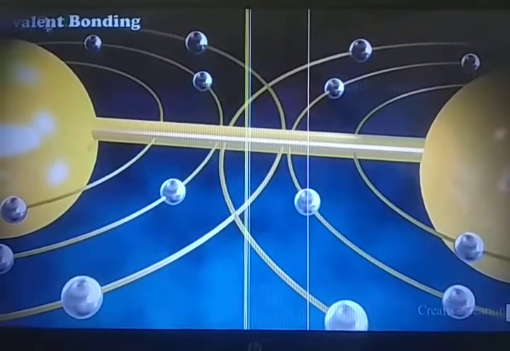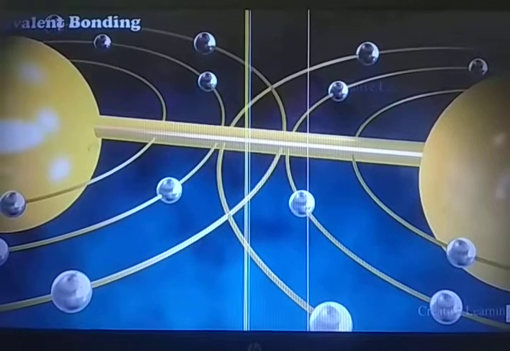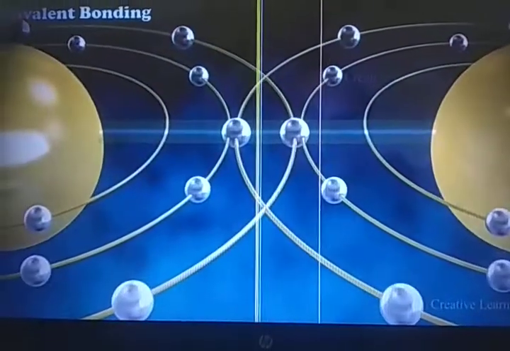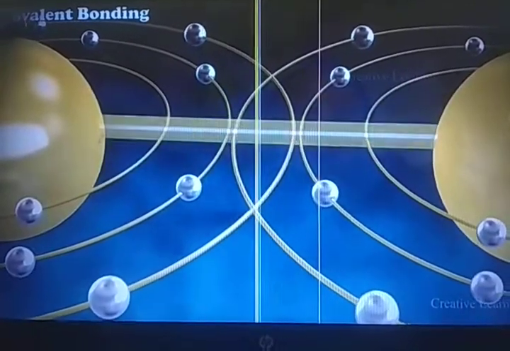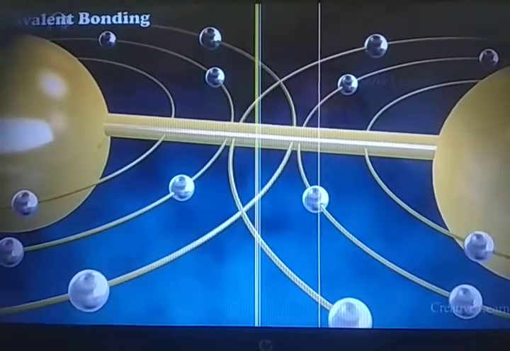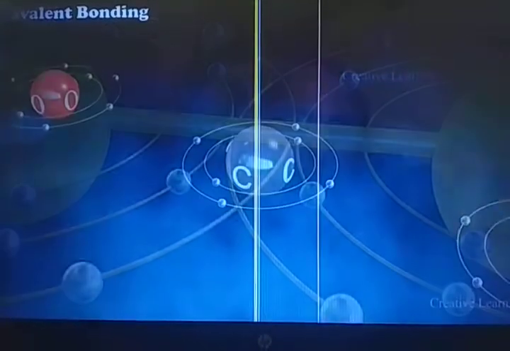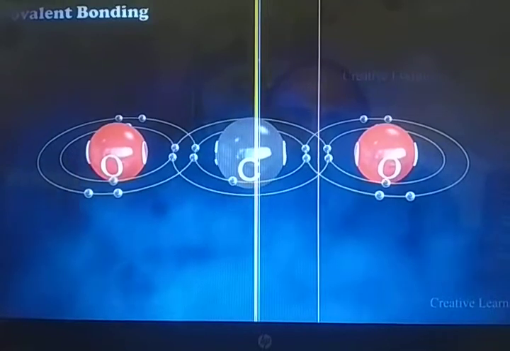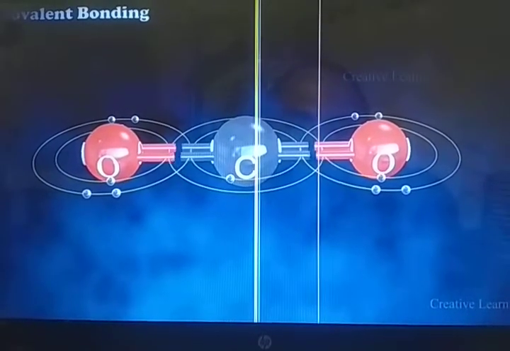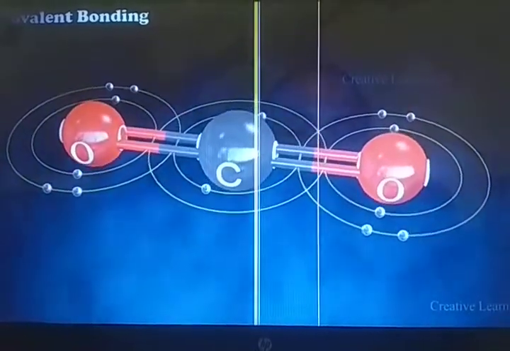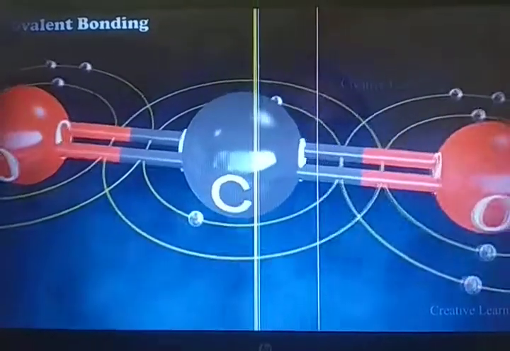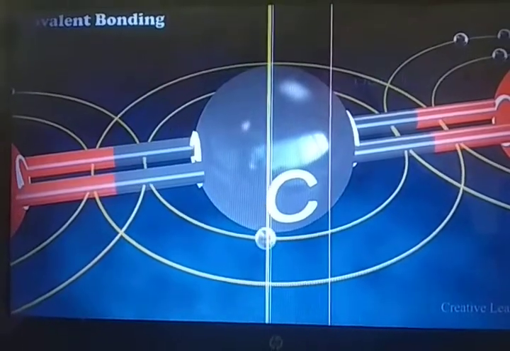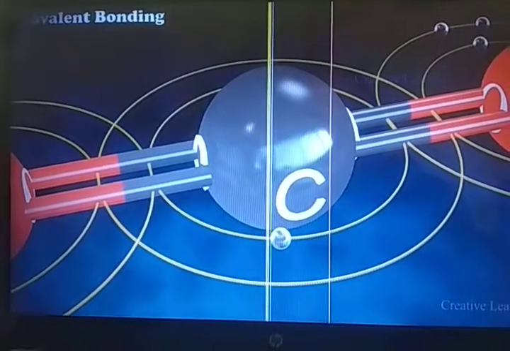It shares only one pair, because of that we can see one line here. Thus a single covalent bond is formed. When one electron pair is shared, it is a single covalent bond. And a double bond is formed when two pairs of electrons are shared. Two lines show that they share two electron pairs. This is a double covalent bond.